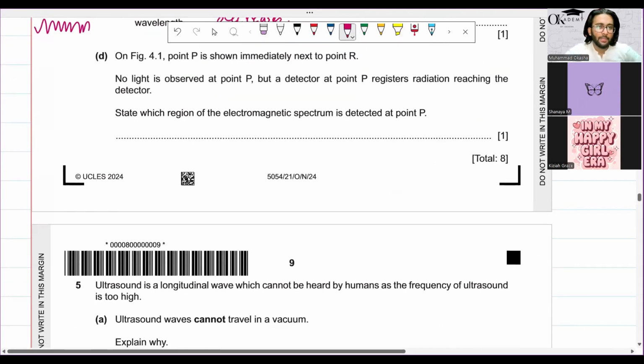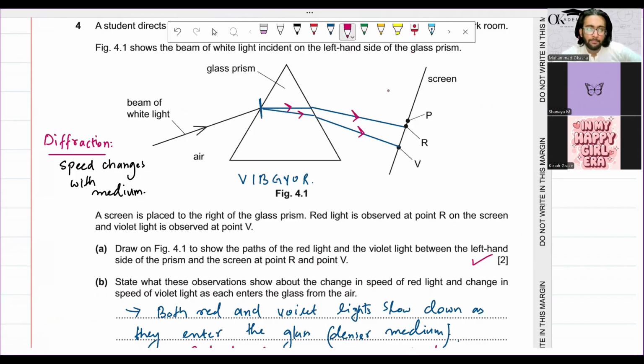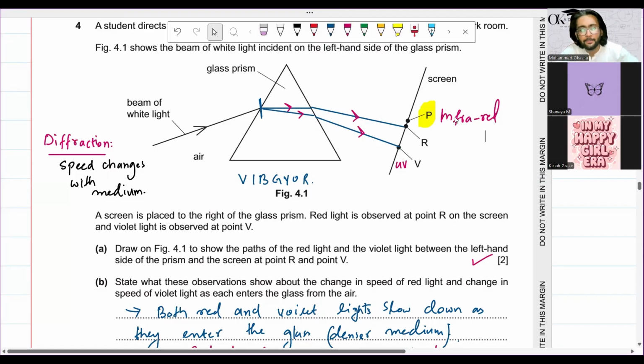On figure 4.1, point P is immediately next to R, so between red and ultraviolet, with this additional point P. What should it represent? What do you think? We have all of the VIBGYOR, V, I, B, G, Y, O, R, in between R and V. What is beyond? Can you predict? We know that after V, we have UV, ultraviolet. So before R, we have infrared. Infrared is emitted by heating substances, so it should be fine.